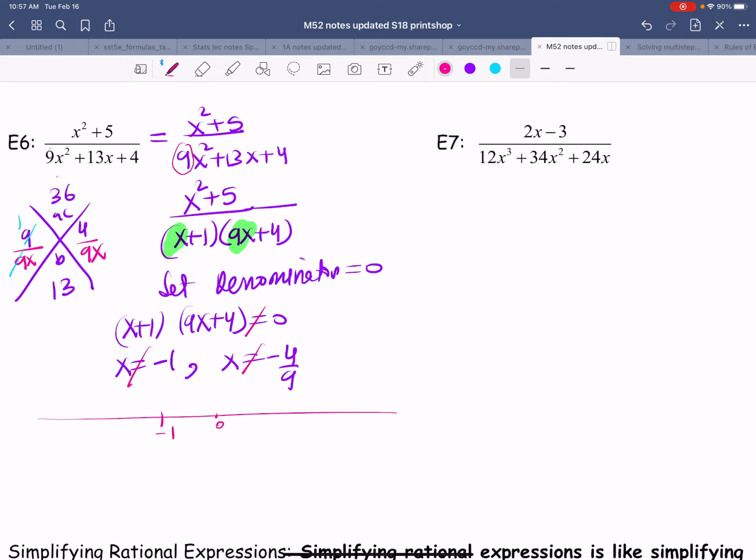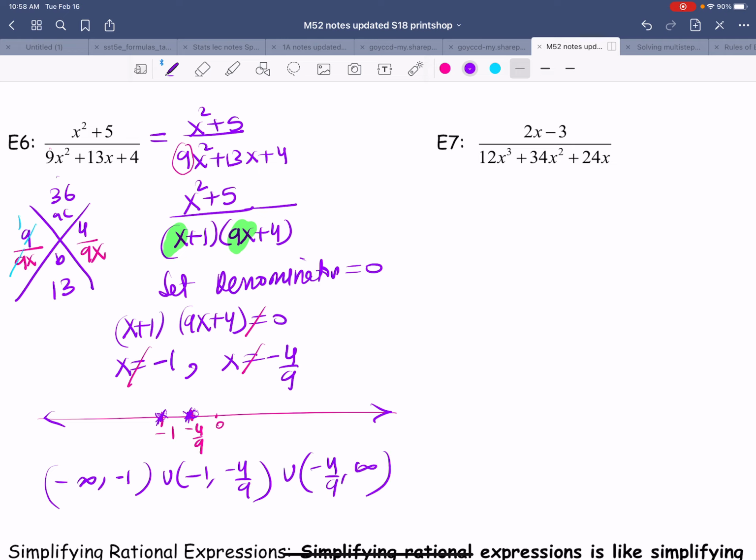So here's my negative 1, negative 4/9. How much is negative 4/9? Is it going to be on the left of negative 1 or is it going to be on the right of negative 1? Negative 4/9 is about negative 0.4. So that is somewhere here, okay? Somewhere between negative 1 and 0. And both are troublemakers. I don't want these numbers in my domain. Everything else is okay. Start from the far left. Take a break at negative 1. Go from negative 1 to negative 4/9, and then start from negative 4/9 and go all the way to infinity.